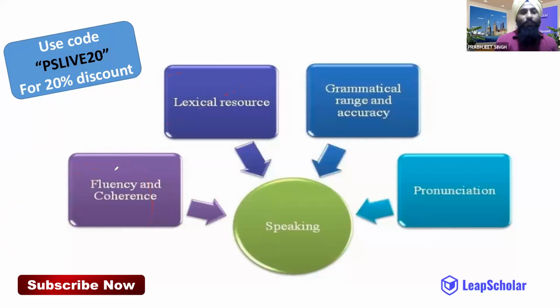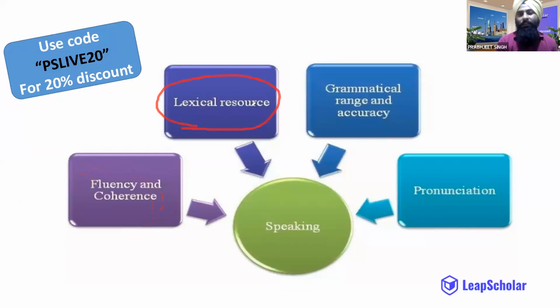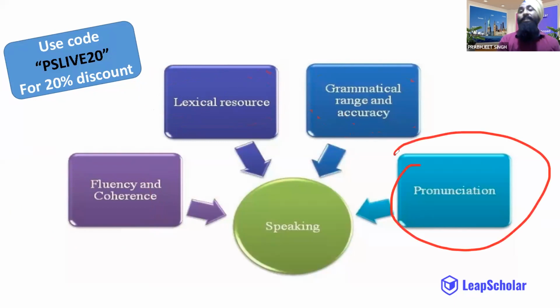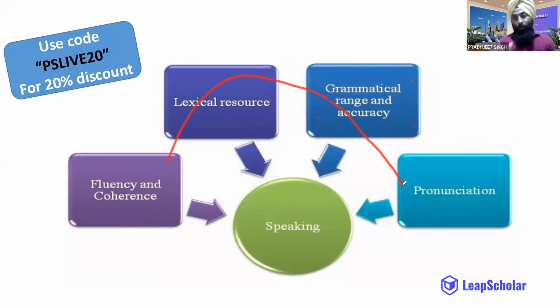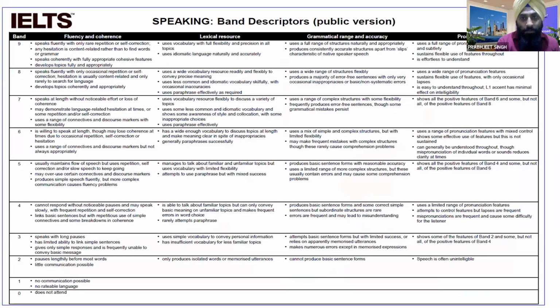Not at all. You will be judged on fluency and coherence. You will also be judged on lexical resource, which is just a fancy term for vocabulary. Then grammatical range and accuracy, that is, are you able to frame simple, compound, and complex sentences or not? And even your examiner is going to check your pronunciation. So all the parameters are equally important.